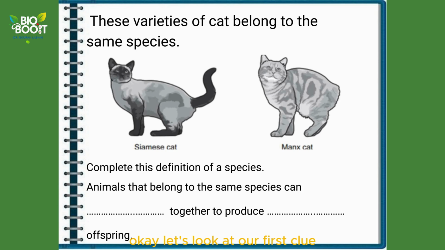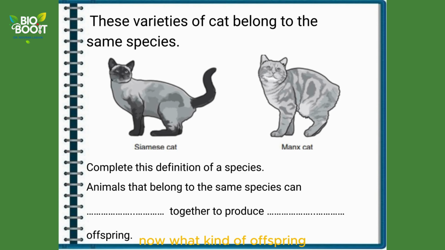Okay, let's look at our first clue. We have two varieties of cat, a Siamese cat and a Manx cat, but they both belong to the same species. The question asks us to complete this definition. Animals that belong to the same species are able, blank, together, to produce, blank, offspring. The key idea here is reproduction. Animals of the same species can interbreed. So the first blank is to breed.